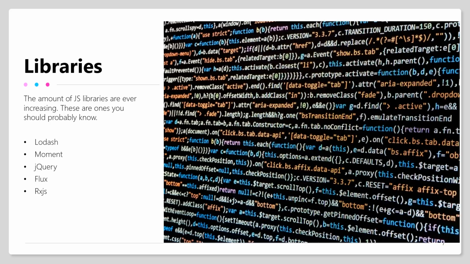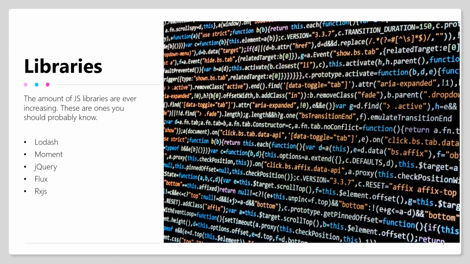Libraries. So the amount of JavaScript libraries are ever increasing. These are the ones you probably should know. In fact, there was just a survey, 2019 State of JavaScript survey, and they talked about some of the most popular libraries. And these were them: Lodash, Moment, jQuery, still some of the most popular ones. Lodash is like a utilities library where you can do a lot of common utilities inside your JavaScript with Lodash. Moment is great with dates. jQuery is more, I guess you could call it a framework. It has a lot of different things.